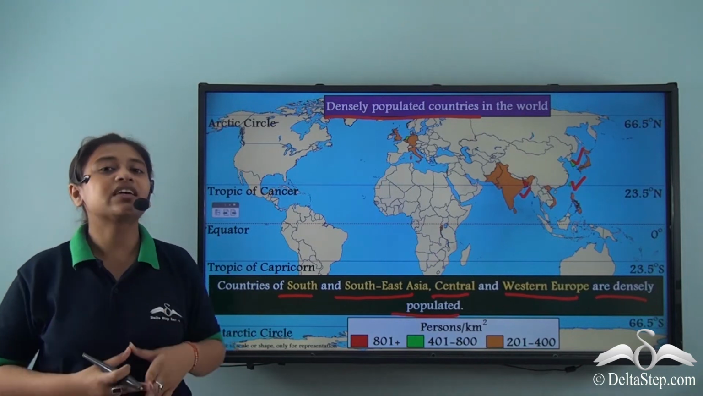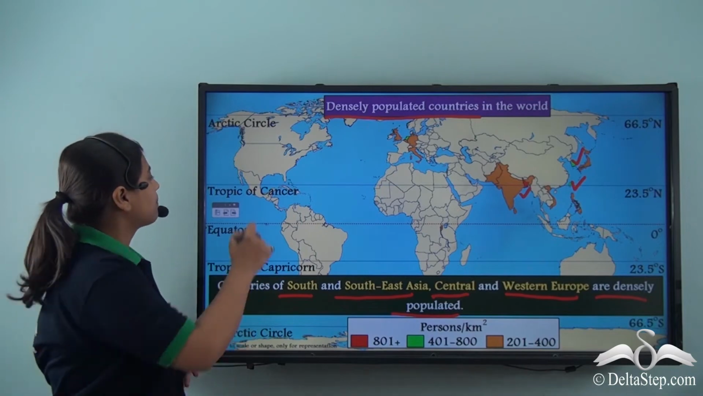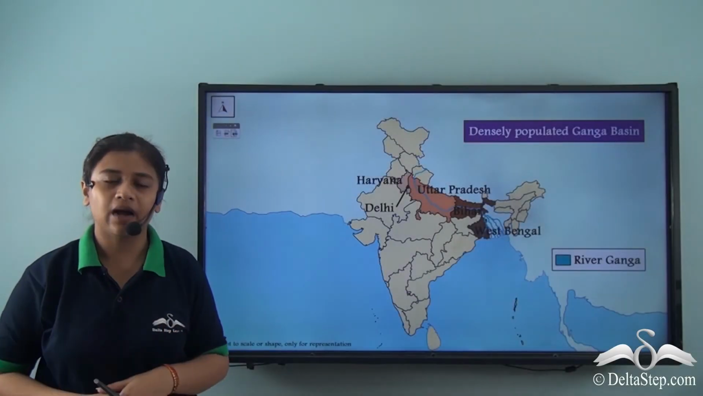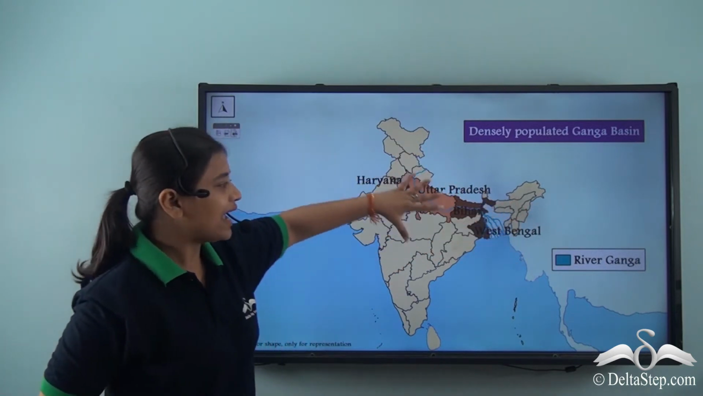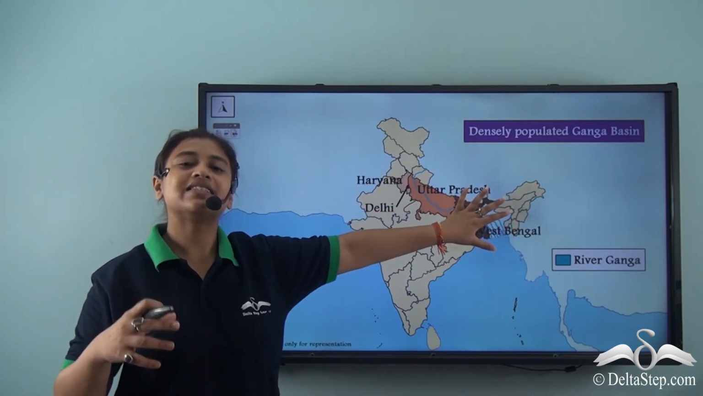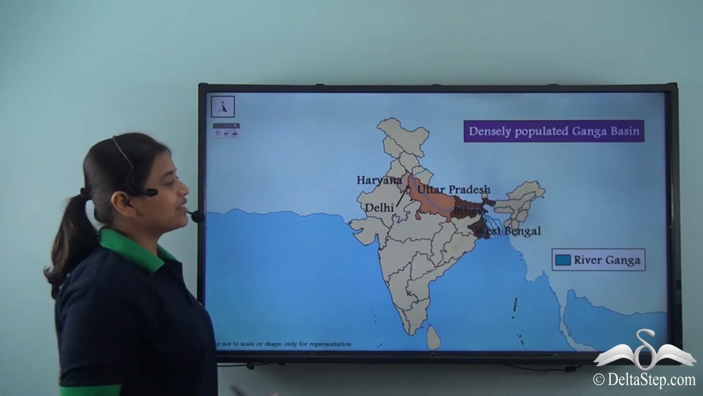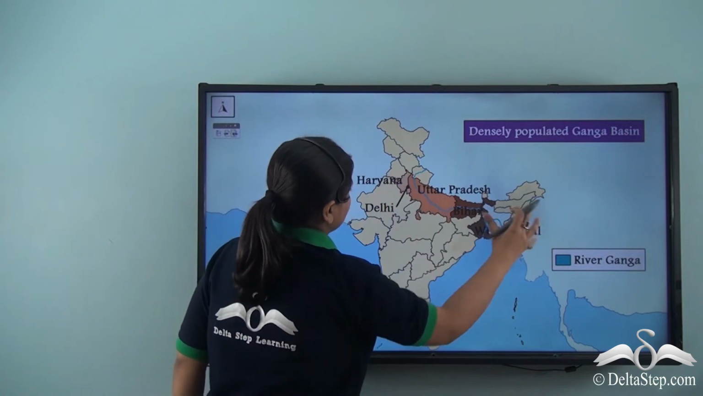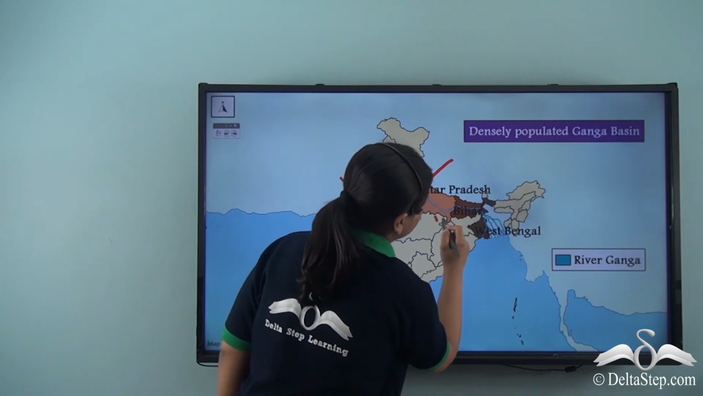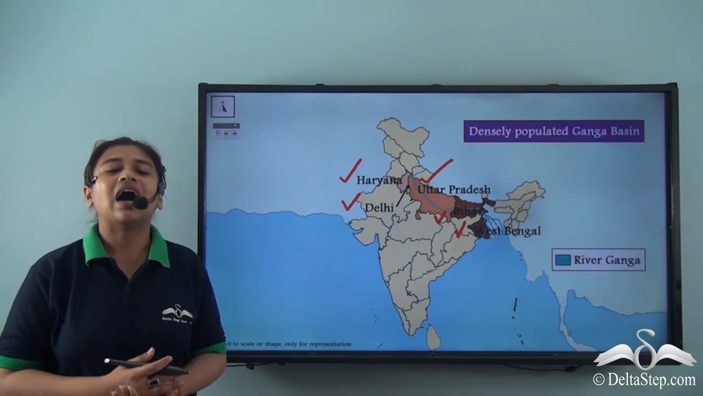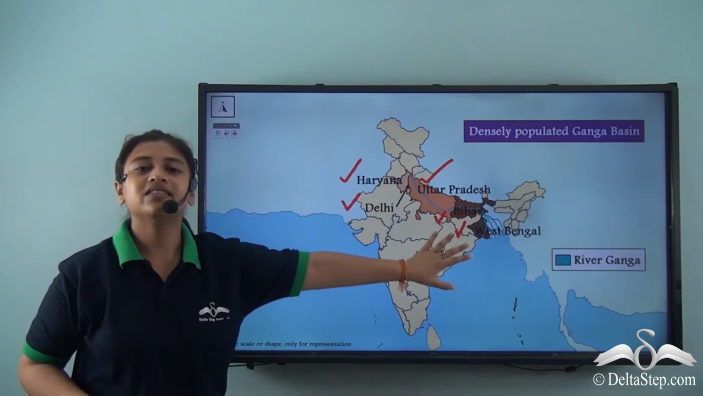So these are the countries that are one of the most densely populated countries of the world. Now if we come to India, the Ganga Basin, which lies here, is the most densely populated region of India. All the states that lie in the Ganga Basin, namely Haryana, Delhi, Uttar Pradesh, Bihar and West Bengal, are the states that are most densely populated among all the other states of India.